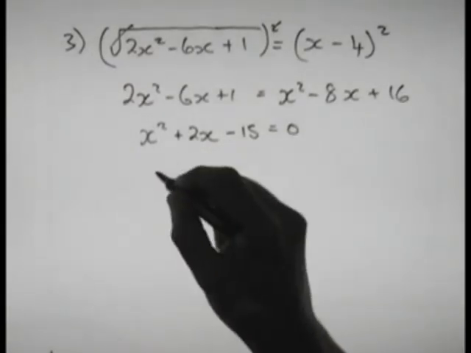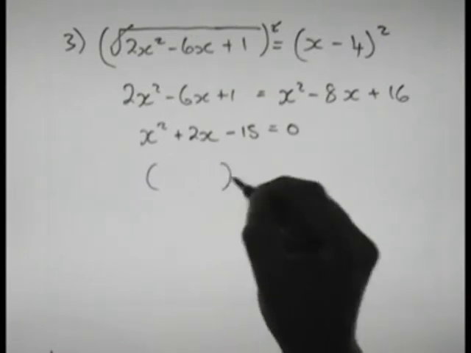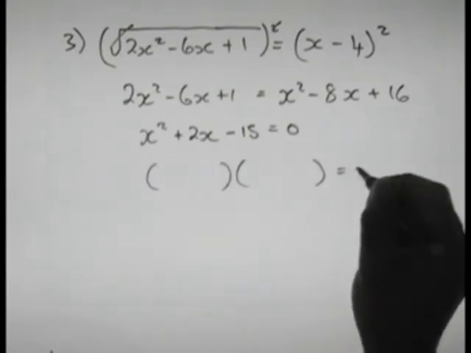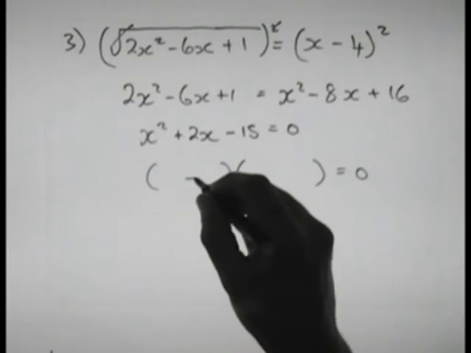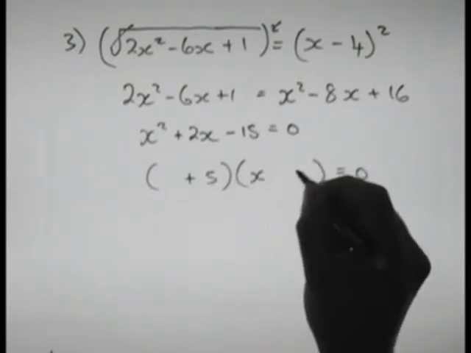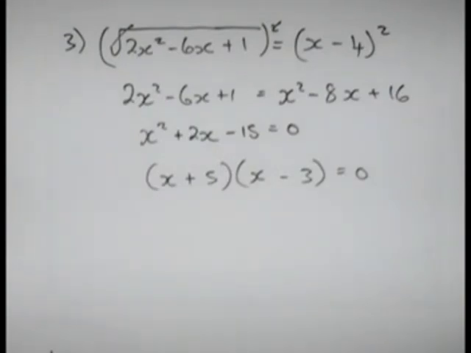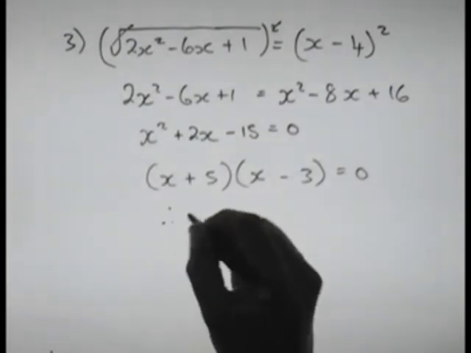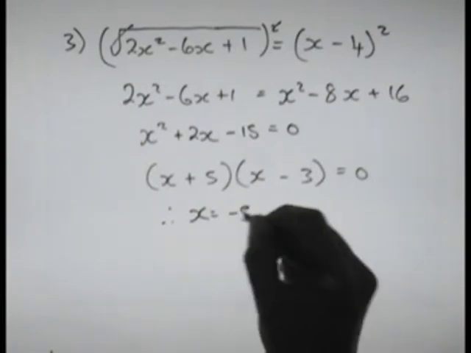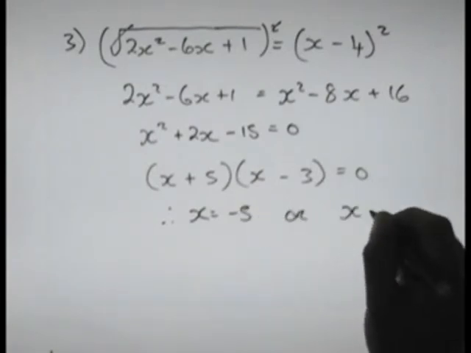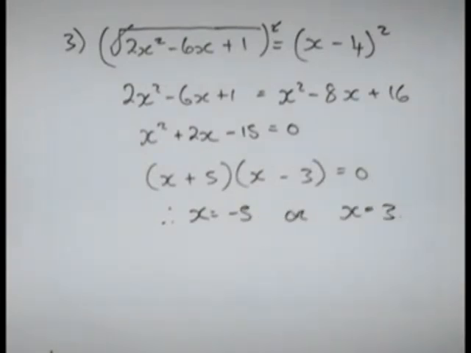Factors of negative 15 that are going to give me positive 2 are 5 times 3. Positive 2, so it's got to be plus 5x minus 3x. That means that x is equal to negative 5 or x is equal to positive 3.